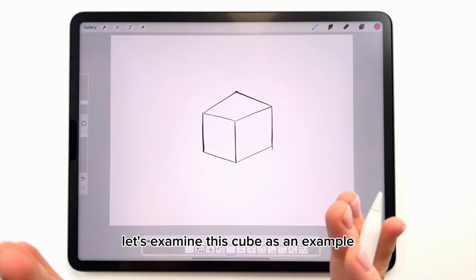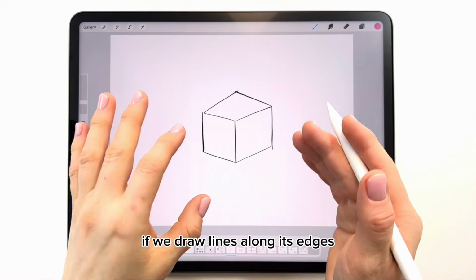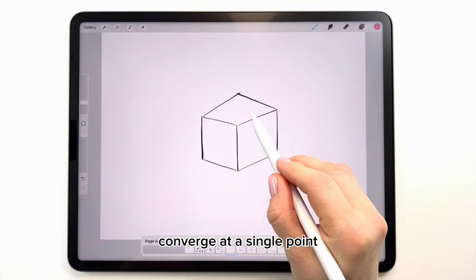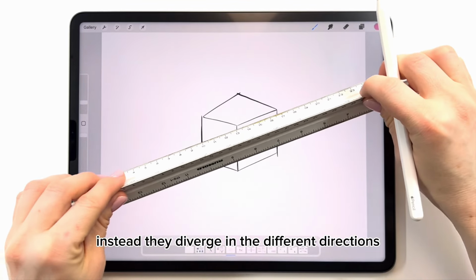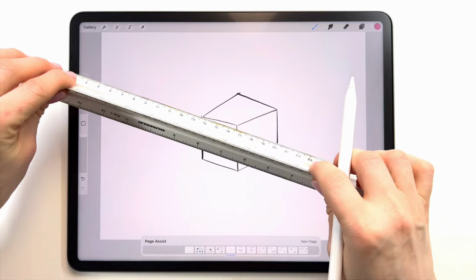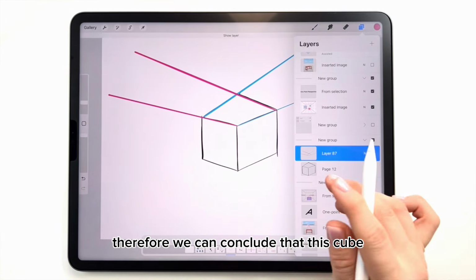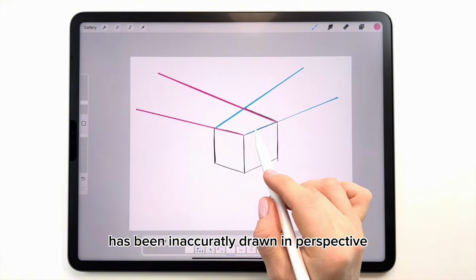Let's examine this cube as an example. If we draw lines along its edges, we can observe that they don't converge at a single point. Instead, they diverge in different directions. Therefore, we can conclude that this cube has been inaccurately drawn in perspective.